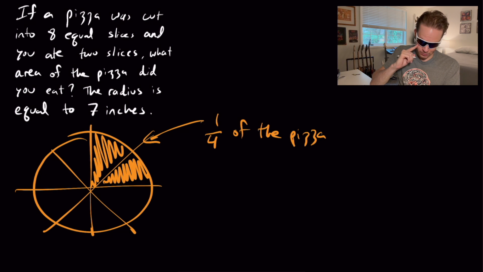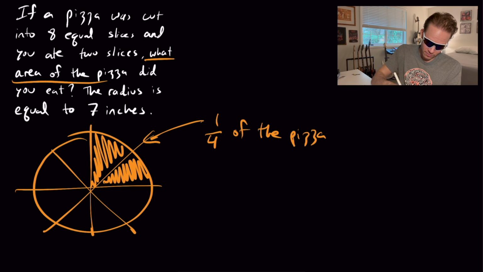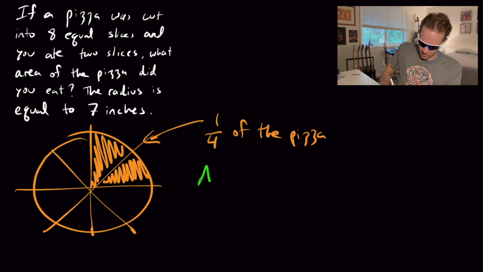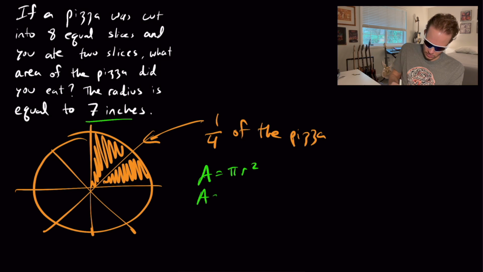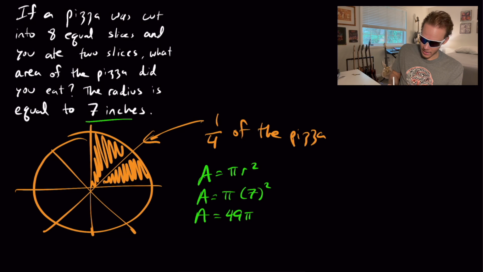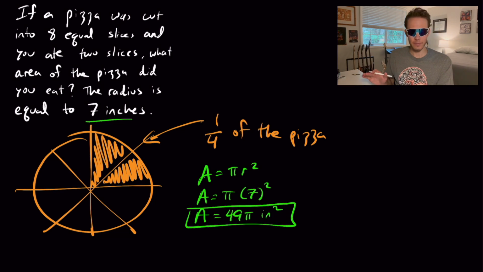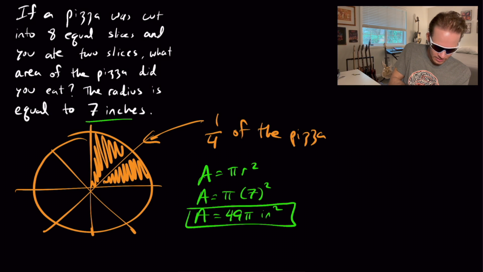So that might be some helpful information moving forward. Well, maybe let's first, since we're figuring out what area of the pizza did you eat, let's figure out what the entire area of the whole pie is going to be. So the area is equal to pi r squared. We know that the radius is 7 inches, so the area is equal to pi times 7 squared. 7 squared is 49, so 49 pi inches squared.